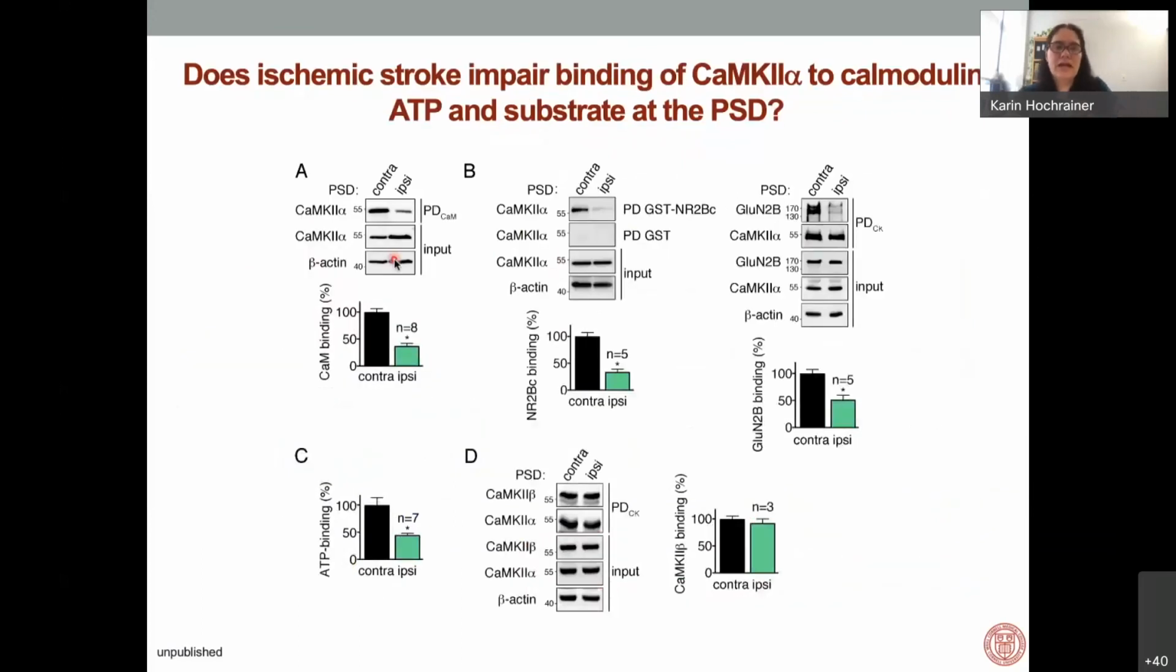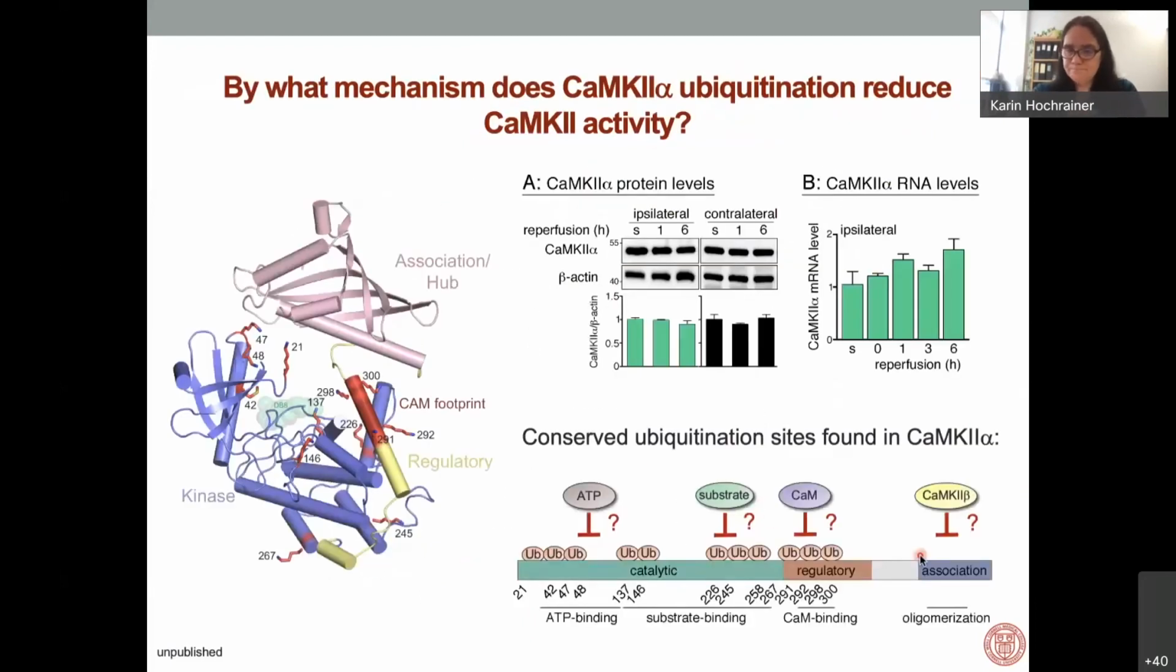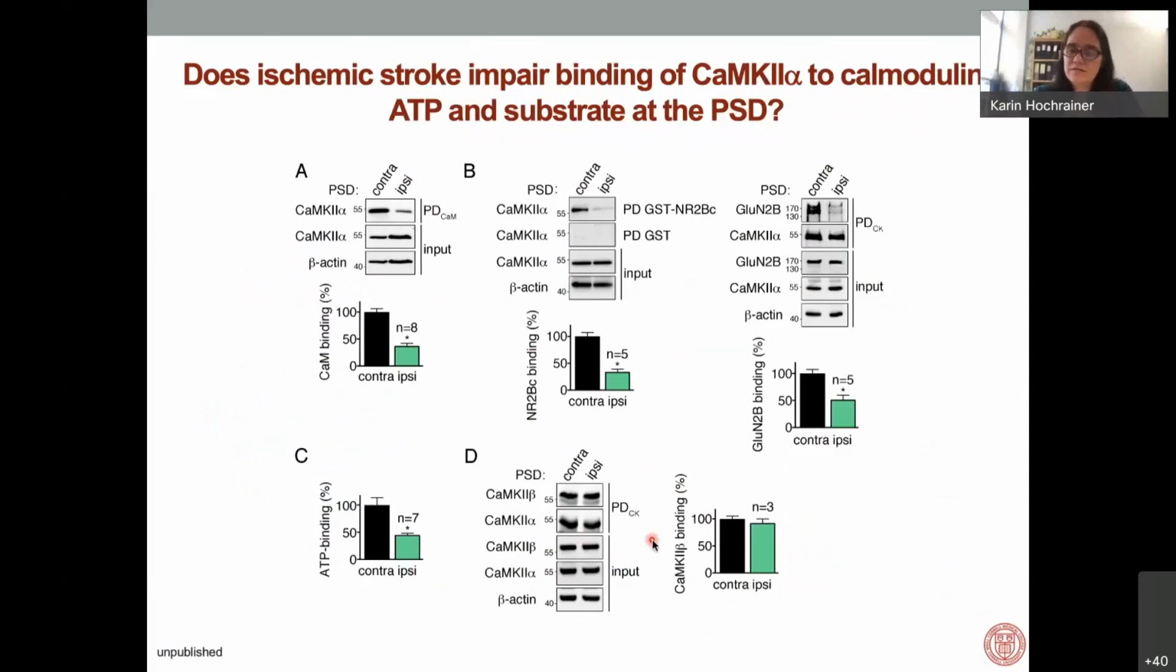And what we find, going hand in hand with activity reduction of CaM kinase, is that calmodulin binding, substrate binding, in this case we looked at the NMDA receptor, which is a prominent target of CaM kinase, and ATP binding are all reduced after ischemia. And I just want to remind you, all of these binding areas are where ubiquitination is happening. On the other hand, for example, CaMKII beta binding, which is being executed in the association domain where we do not find ubiquitination, is not affected.